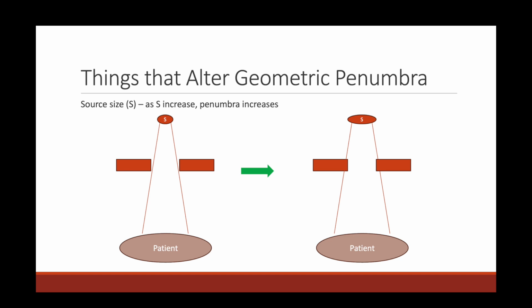And if you're standing in a dark room and you shine a pen light against the wall, and then you shine one of those heavy-duty construction lights against the wall, the penumbra is going to be much higher for the heavy-duty light, or even a normal-size flashlight, compared to a tiny little pen light, right? So as the source size increases, the penumbra increases.